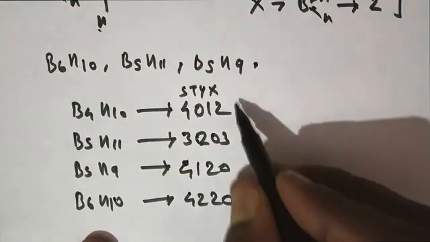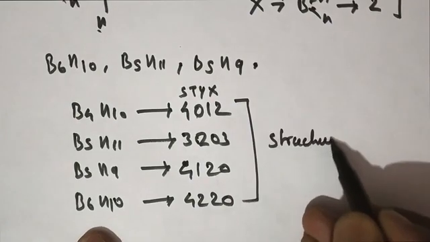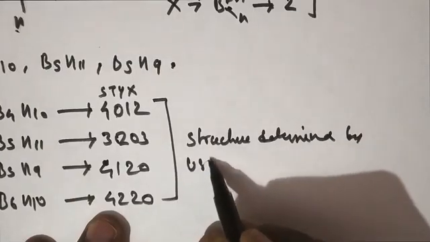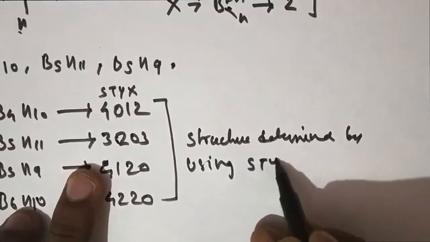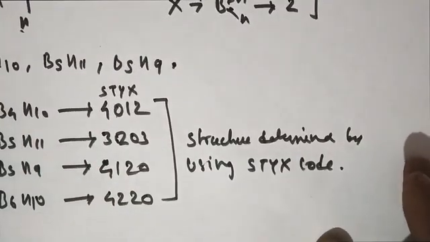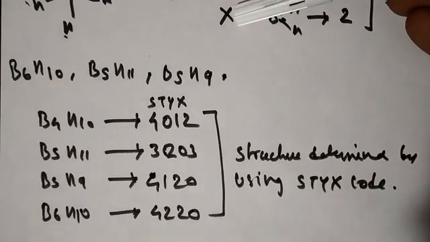So these STYX codes can determine their structure. Structure can also be determined by using the STYX code. I will discuss the carborane molecule in my next lecture. Thank you.